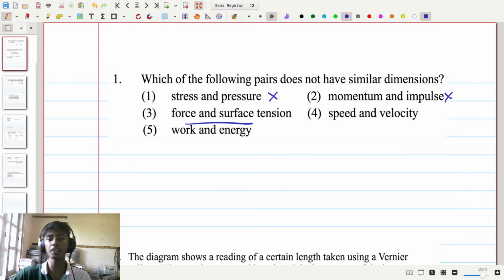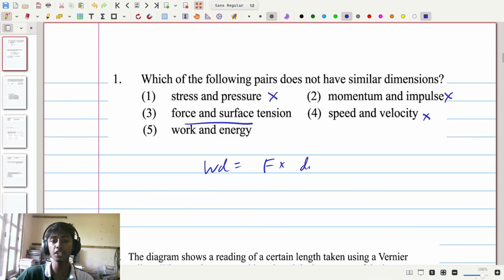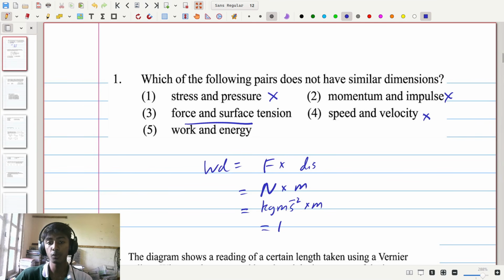Now finally looking at answer number 5. Answer number 5 has work and energy, and both of these have the same exact dimensions. The reason is, if you consider work done is equal to force times distance, which has units of newtons times meters, which you simplify to SI units, is going to be equal to kilogram meter per second squared times meters, which is kilogram meter squared per second squared.